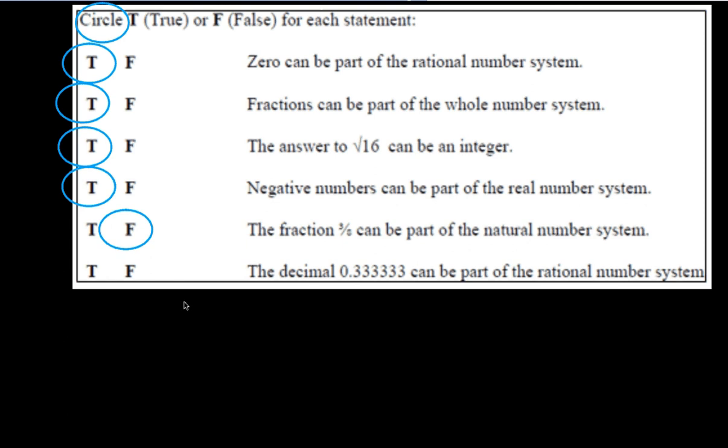And it says the decimal 0.333333 can be part of the rational number system. Well, we see that it repeats, and if it does repeat or it does end, it is a rational number. So again, make sure you're seeing each of those ideas in there.